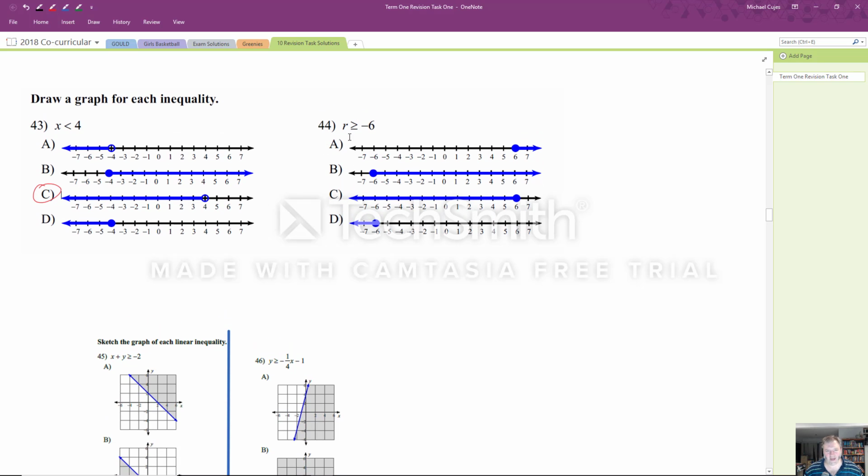Over here we have r is greater than or equal to negative 6. Just as a little point, each of these where they've got x and r there, if you were doing these in the exam, I'd really like you to be labeling that axis so it's clear what you're doing. This is the r axis this time because they're telling us it's r. Whereas r greater than or equal to negative 6, well, there's a negative 6 one. Greater than means to the right of, and equal to as well, it's shaded in. That's the one we're after.